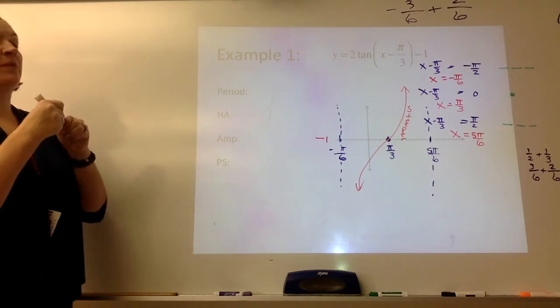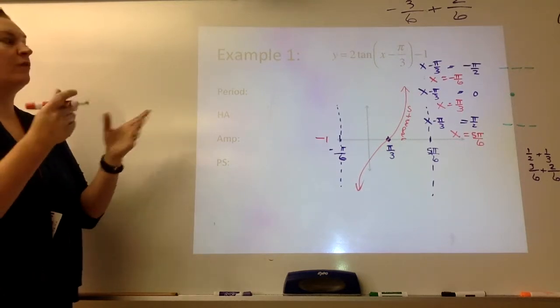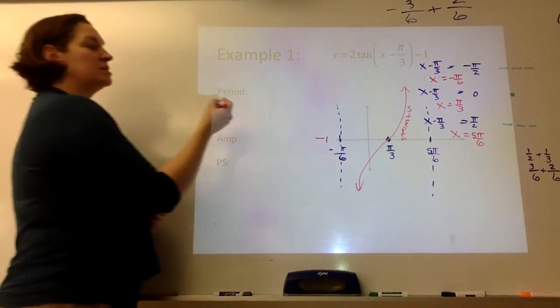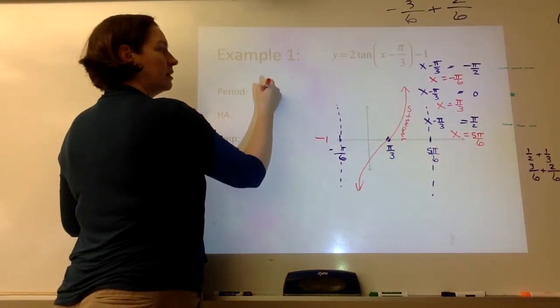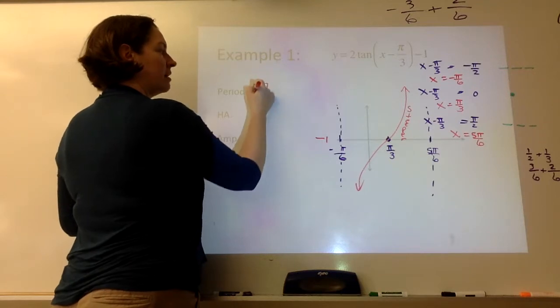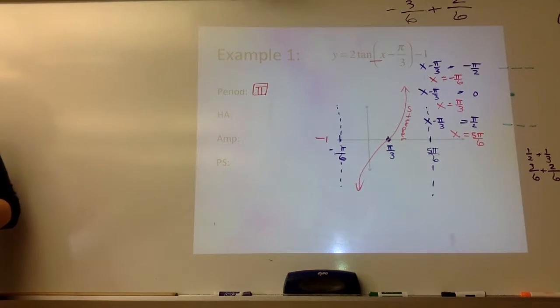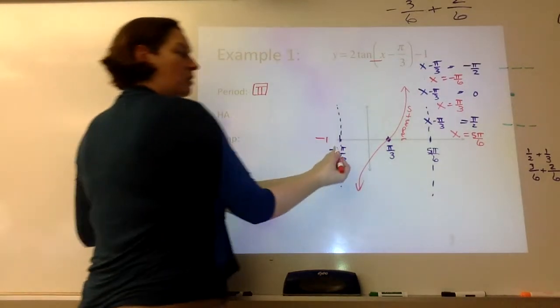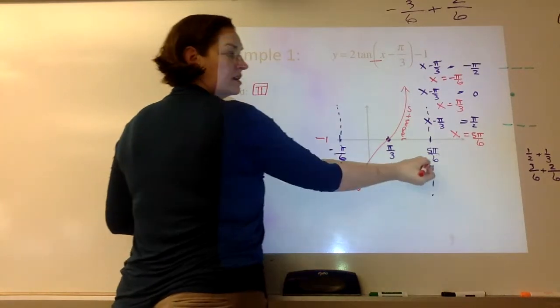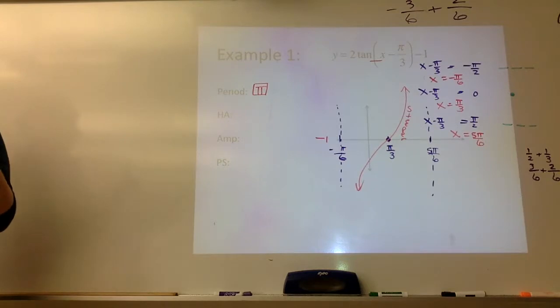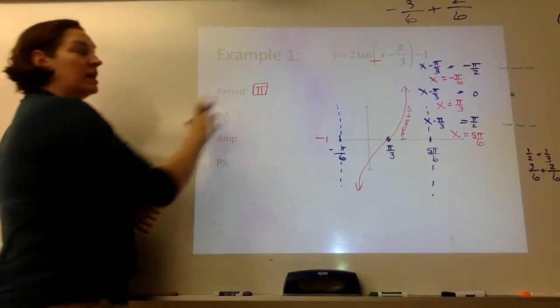Now let's talk about the period. What is the period normally for tangent? The period's normally pi, right? Did I change the period at all? No. Okay, so the period didn't change, and if you notice that this is 1 pi over 6 to 5 pi over 6, isn't that a total of 6 pi over 6, which is 1 pi? It does match what we're saying. Okay, the period is pi in length.